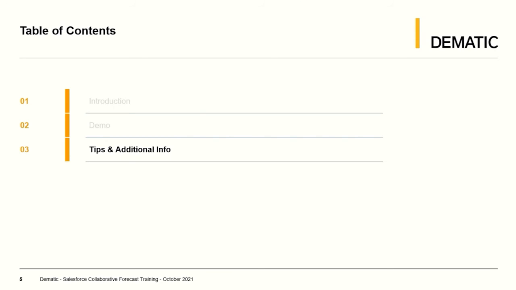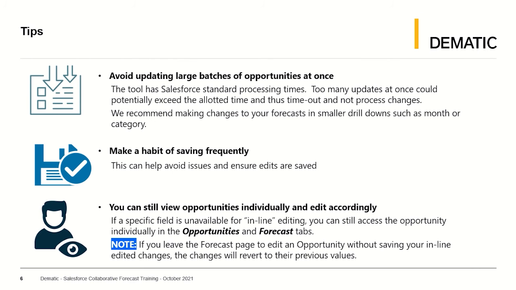Now that we have demonstrated the Salesforce Collaborative Forecast tool, we'd like to provide a few tips and some additional information. Avoid updating large batches of opportunities at once. Salesforce is a tool and it has some standard processing times. Too many updates at once could exceed that allotted time. As a result, a system timeout error will occur and your changes will not be saved. We recommend making changes to your forecast in smaller drill-down amounts, such as by month or by category. Also, remember that if you are reviewing and editing your forecast regularly, you will have fewer and fewer changes to make at any one given time. Make a habit of saving your changes frequently.